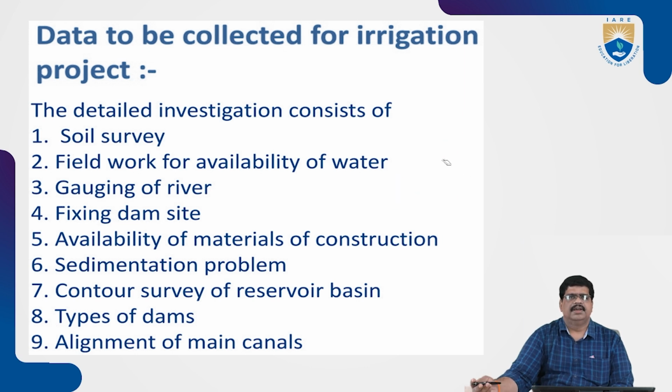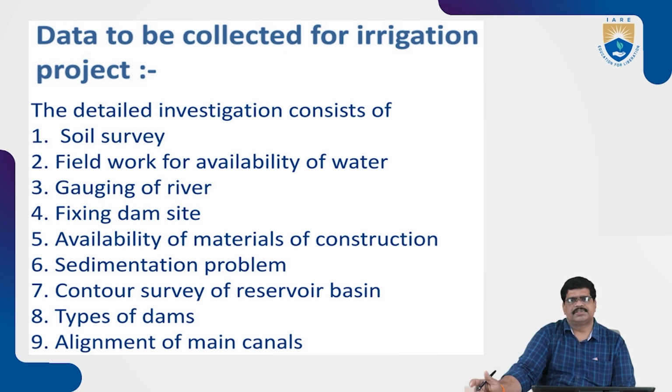And the next one is the contour survey of the reservoir basin. As I told, why do you have to do contouring? Contouring shows, in a particular area, the slope of the catchment area and how the runoff water will flow through the streams. So that's how much area is steep, how much area has a light slope, and all of this can be known from this.